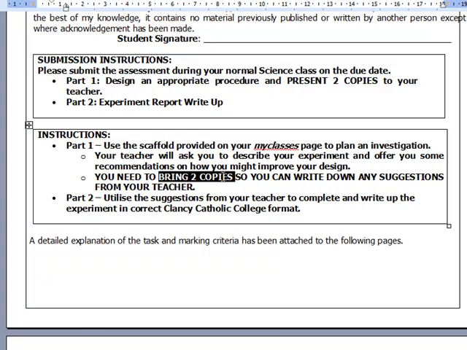Again, that's why you need to bring 2 copies so you can write down the suggestions from your teacher. When it comes to handing in part 2, you take the suggestions from your teacher and use that to complete your experiment and then write up the experiment in the correct Clancy Catholic College format.